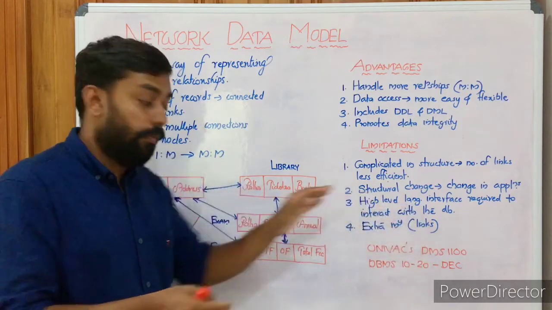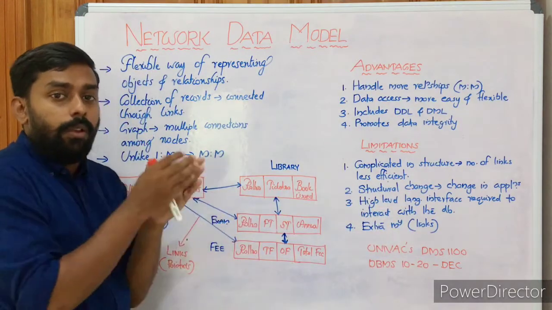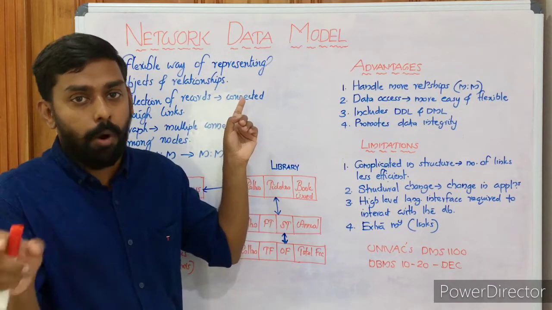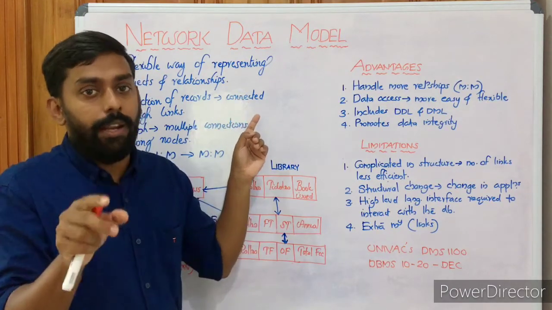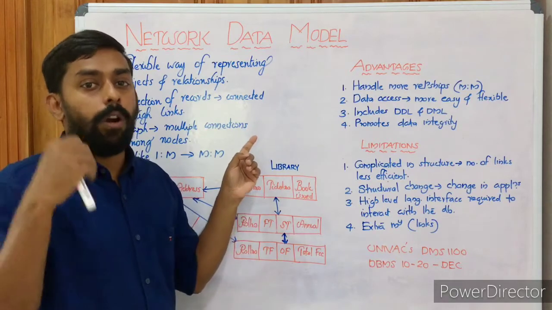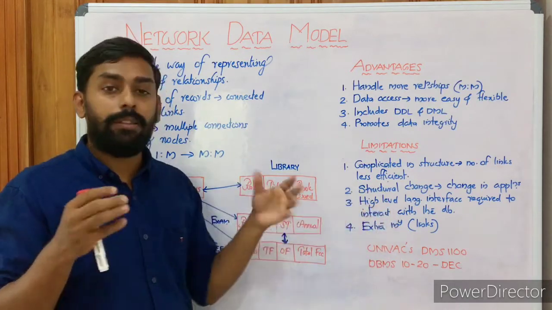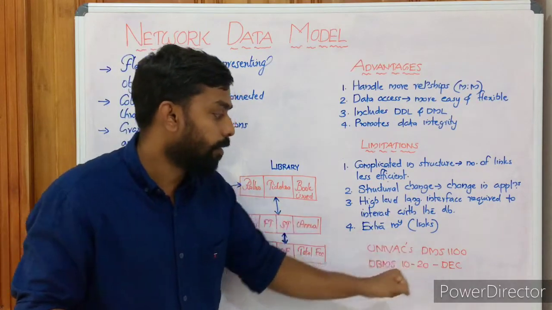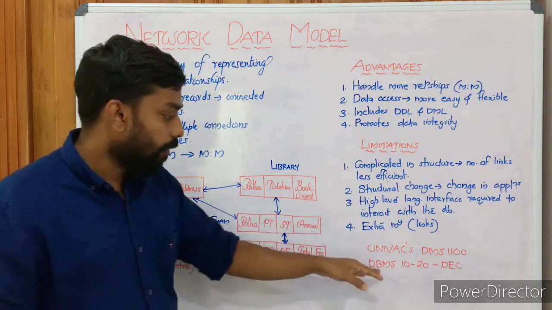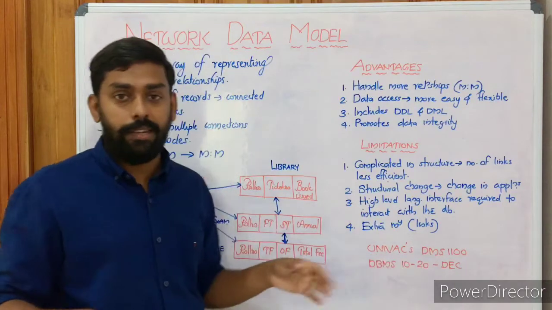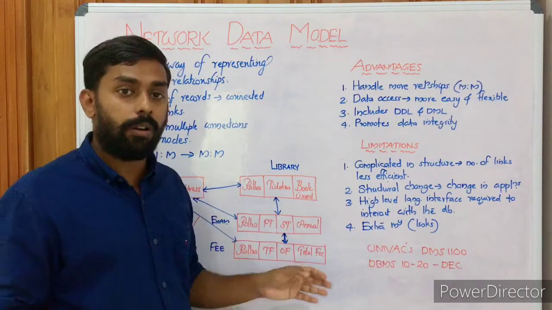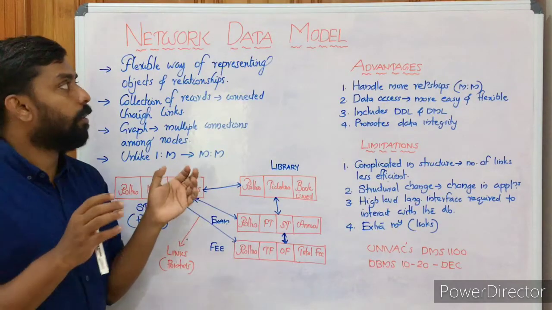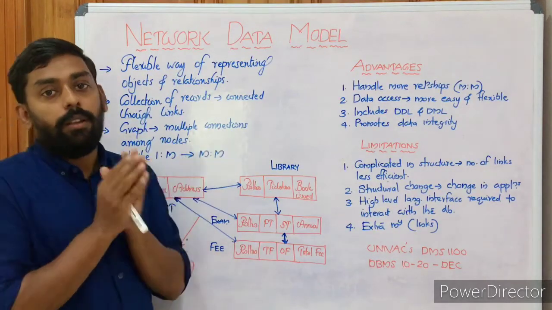And finally, we have the number of links here. As I told you in the last hierarchical data model, when we have links or pointers, it takes more memory; extra memory is required. And here we have two examples, UNIVAC's DMS 1100 and DBMS 10 to 20 DEC. These are two examples of the network data model. So this is what the network data model is.